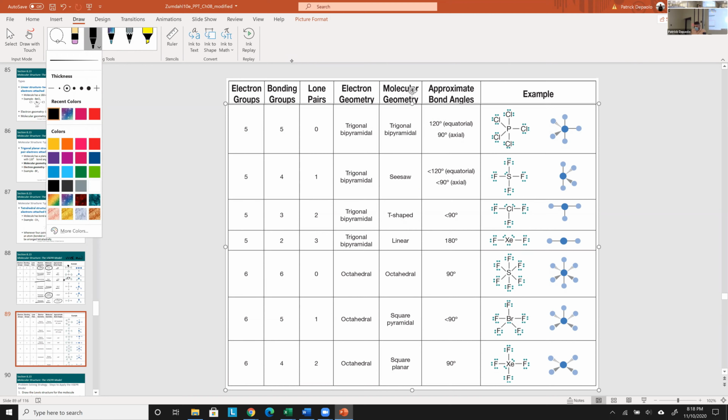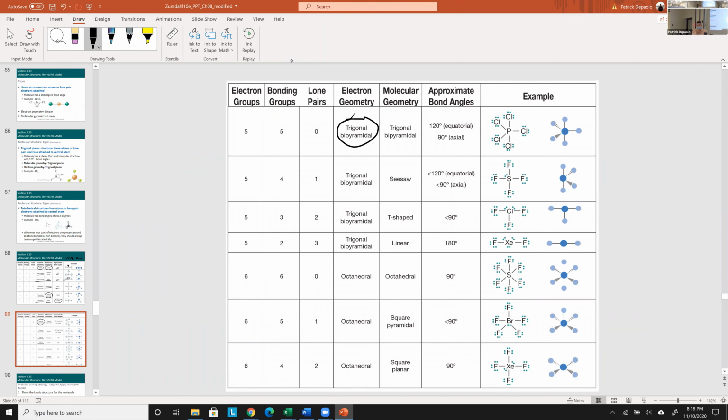All right, so next one. What if you have 5 things attached? So you have PCl5. The electron geometry is called trigonal bipyramidal. So you have trigonal, which is 3, bipyramid, 2 more things, 5 things total. The molecular geometry is the same. So basically, another rule: if you have no lone pairs, then the molecular and electron geometries will be the same, because there's going to be no pushing of the bonds.